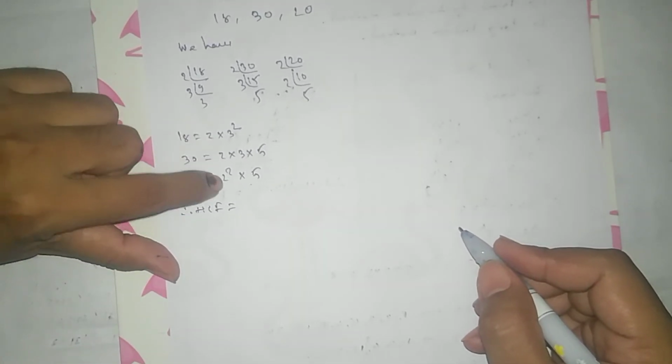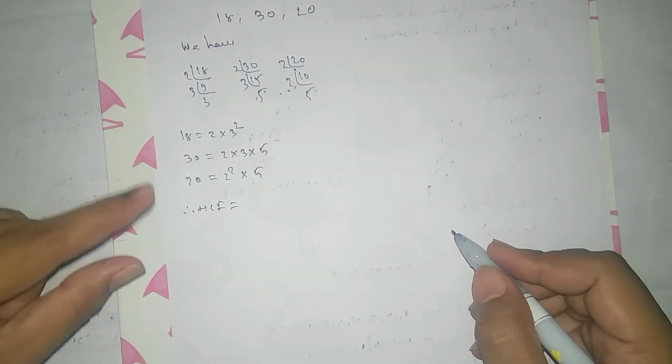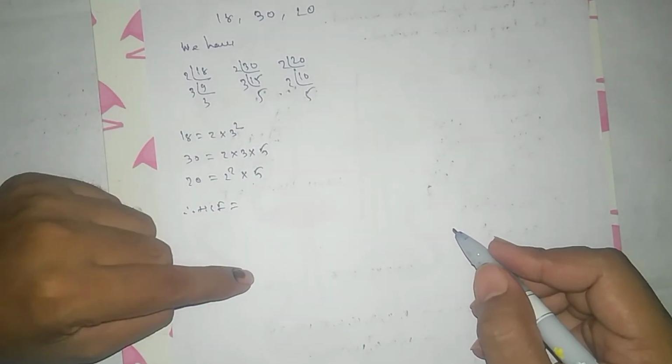Now to find the HCF, we need the common factor. You can see that 2 is common for all the three numbers. 3 is common to these two but there is no 3 in the other, and 5 is common to these two but there is no 5 in the other. So we cannot take 5 and 3 here, only the number which is common to all the numbers. So here you can see that 2 is common to all.